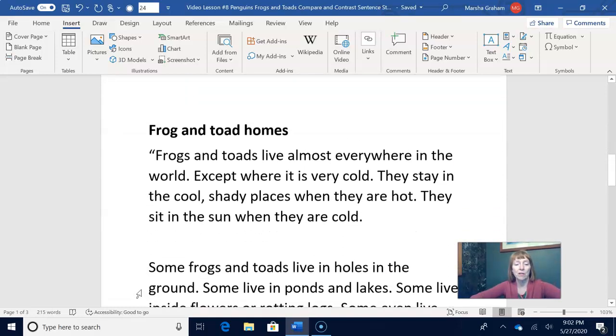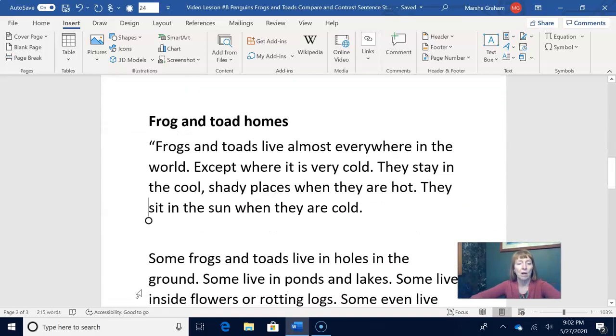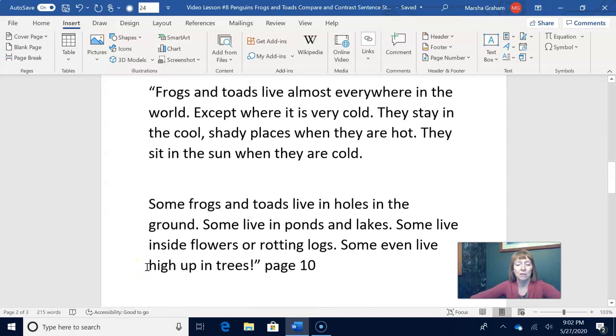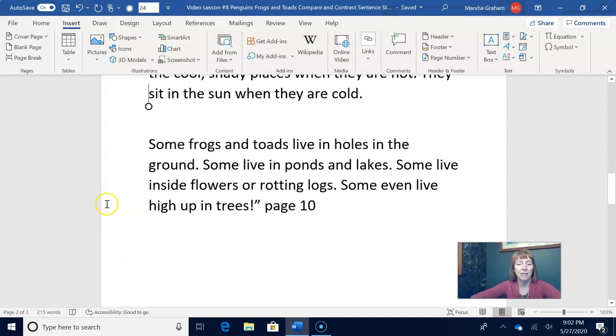Now I'm going to read from the Frog and Toad book. Frog and Toad's homes. Frogs and toads live almost everywhere in the world, except where it's very cold. They stay in the cool, shady places when they are hot. They sit in the sun when they are cold. Some frogs and toads live in holes in the ground. Some live in ponds and lakes. Some live inside flowers or rotting logs. Some even live high up in trees.